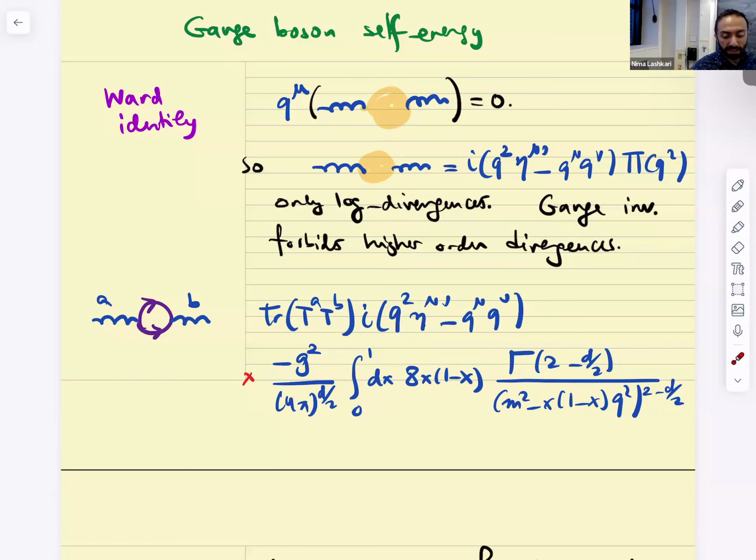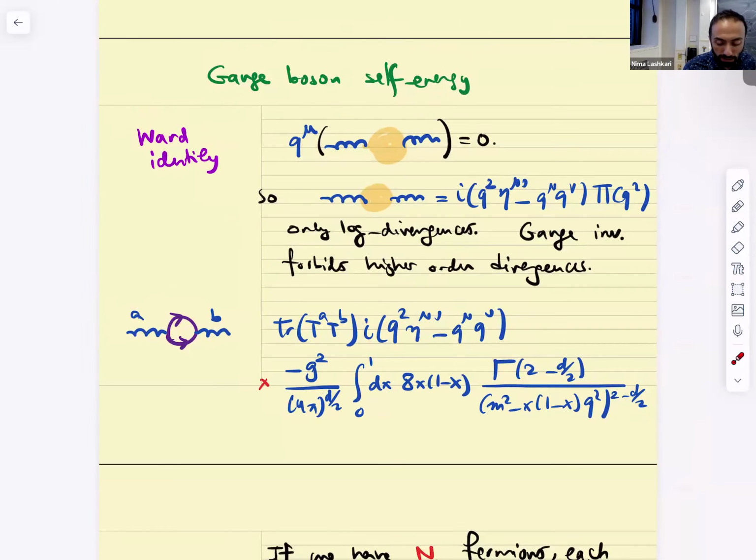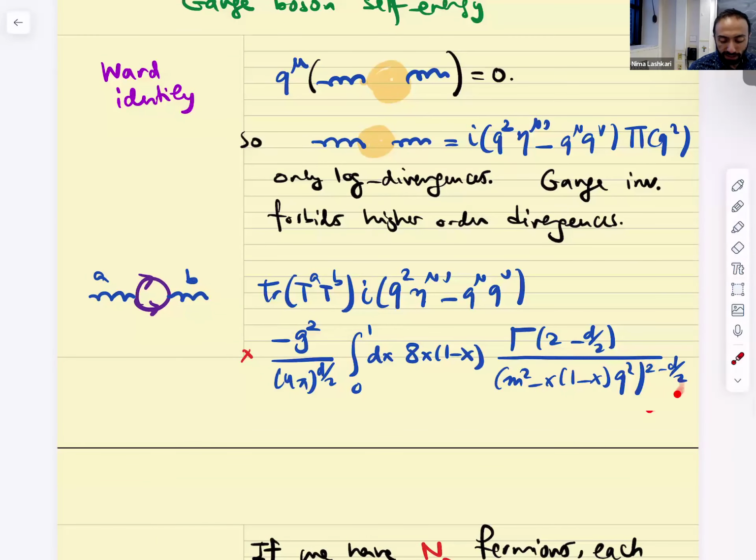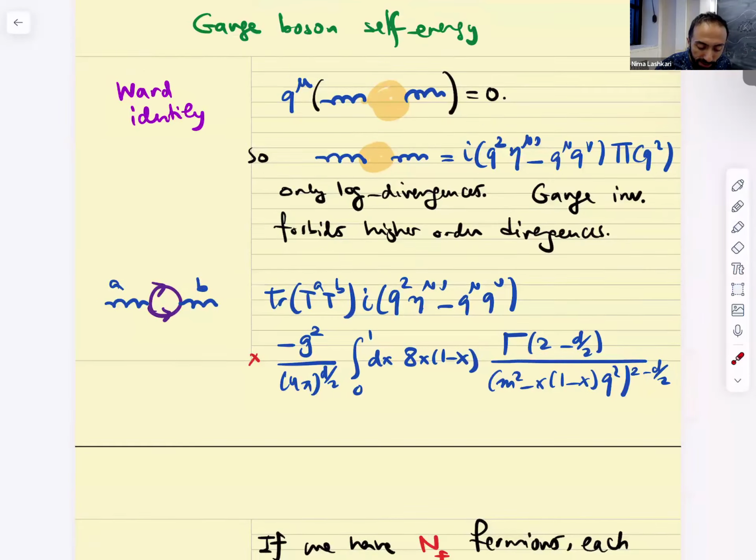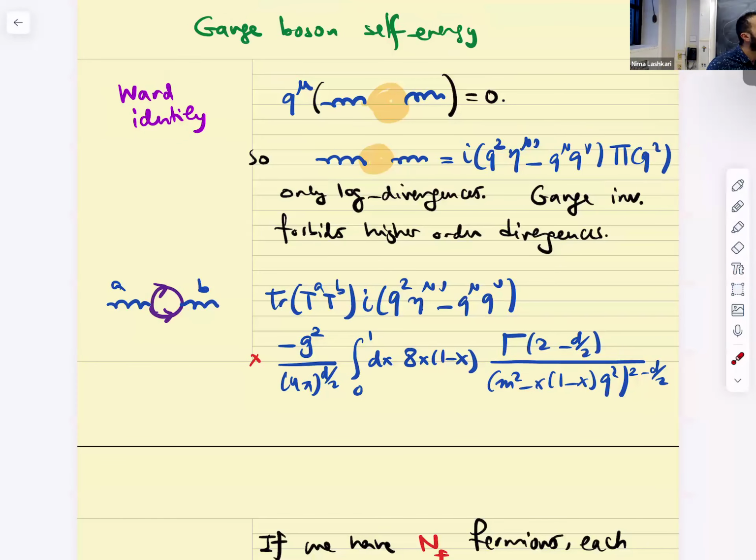But gauge invariance forbids that higher divergence. So here it is. This is the term. It should be familiar. This is the extra bit. This is the part that we already had. Unfortunately, again, I apologize, I'm working in the c equals 0 gauge. And this is the extra part. If you just put this next to QED, you see a lot of similarities.